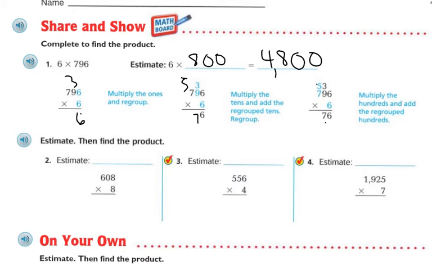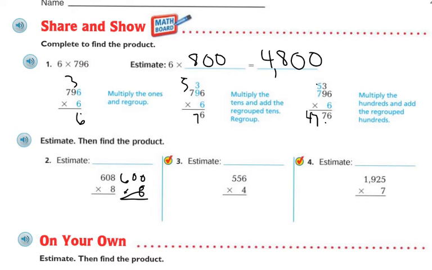So here I have 6 times 7, which is 42, plus I have the 5, which is 47. So the answer is 4,776. On number 2, I would estimate 608 as 600 times 8.